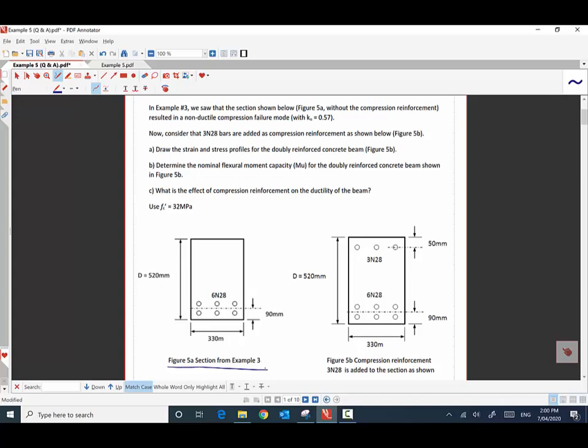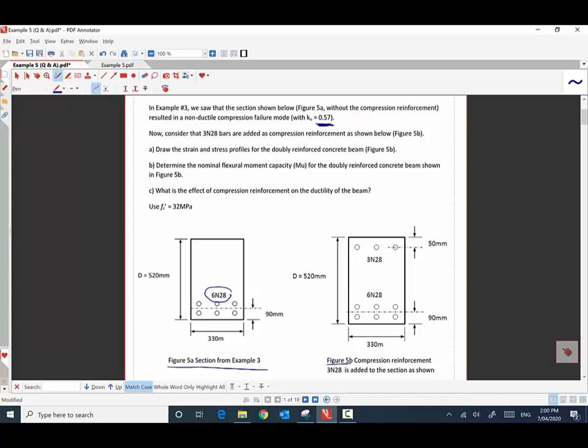In example 5, we are required to analyze a doubly reinforced section as shown in figure 5b. In example 3, we did analyze a singly reinforced beam, which is an over-reinforced section with 6 normal ductile N28 bars as shown here. We saw that this beam was over reinforced and it had a brittle failure, or compression failure, with KU value 0.57.